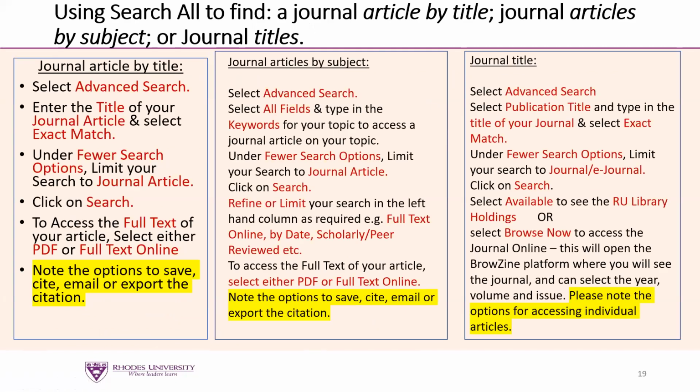And then because I've only touched on accessing books or ebooks via Inour, these are just some guidelines for searching for journal articles. If you have the title of the article, you can search for it on Inour. If you want to search for journal articles by subject or topic, you can follow the guidelines here. And if you're looking for a particular journal title, there are also some guidelines on that. And there you will also see options to save, cite, email, or export citations.